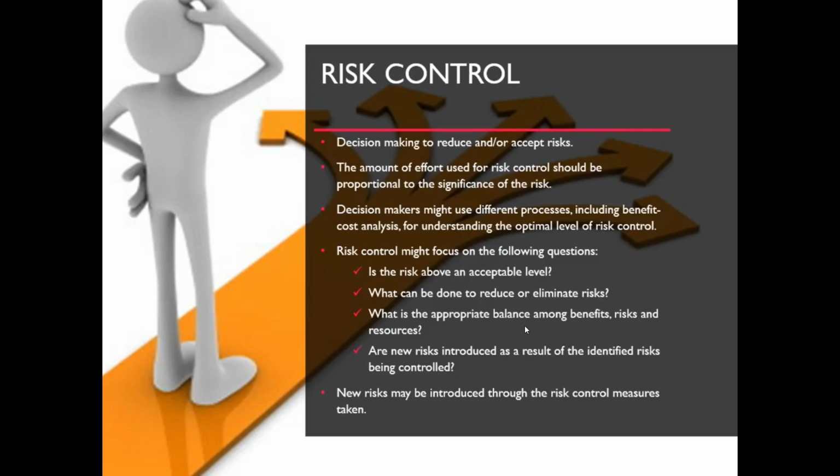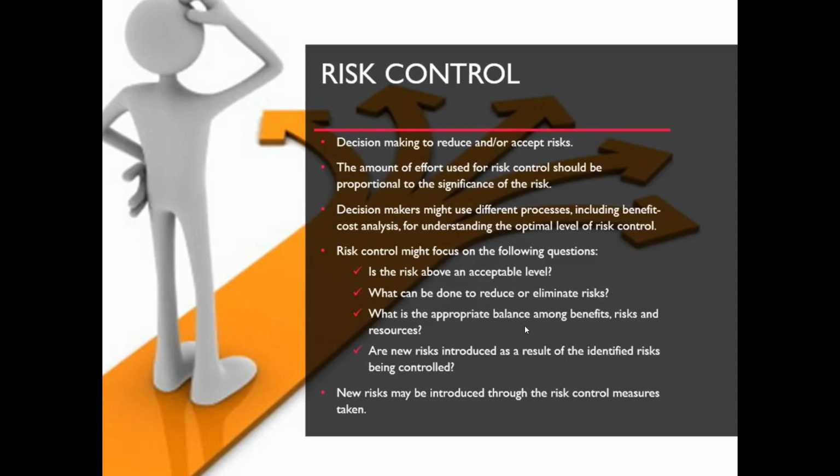So risk control, what we talked about, risk control involves decision making to reduce or accept risks. The amount of effort used for risk control should be proportional to the significance of the risk. So again, we talked about scaling our risks. So you're going to put a lot of effort into a risk that has a higher likelihood of occurring than a lower risk incident. Decision makers might use different processes, including benefit cost analysis, for understanding the optimal level of risk control.